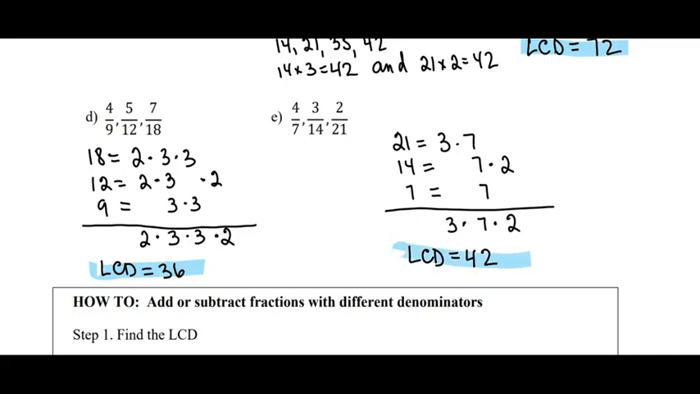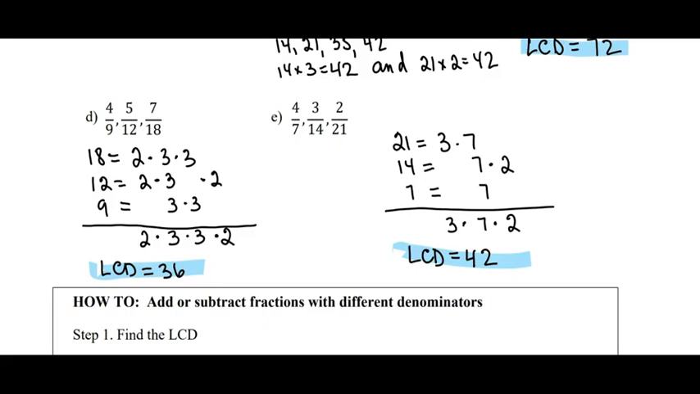Okay, so this is our first skill, how to find the LCD. Once we find the common denominator, we're going to change our fractions to reflect the common denominator.